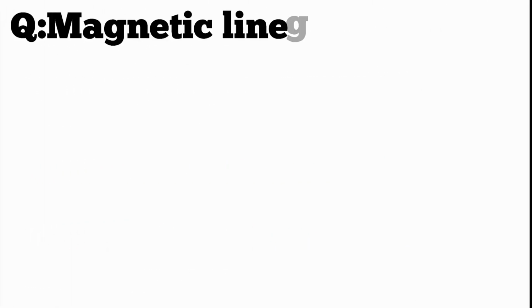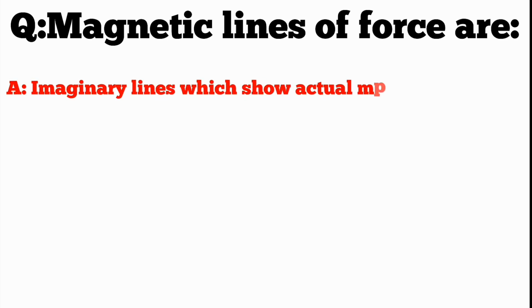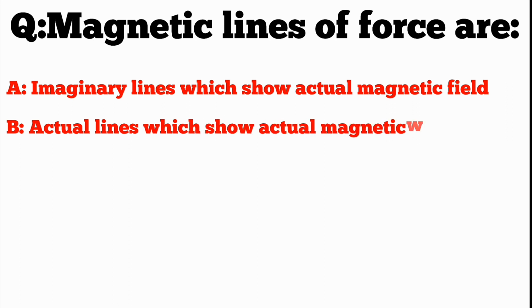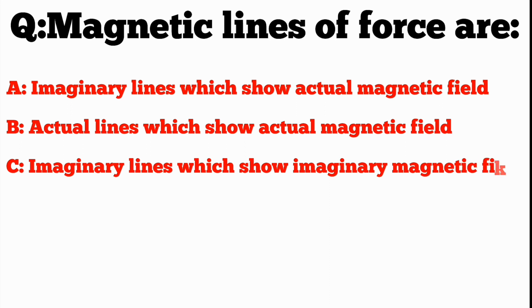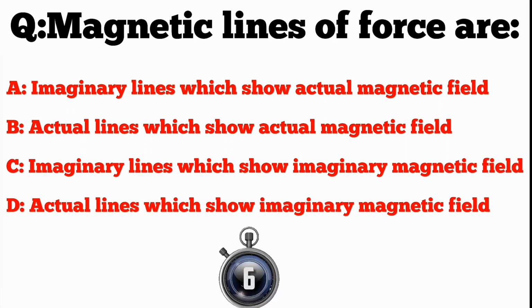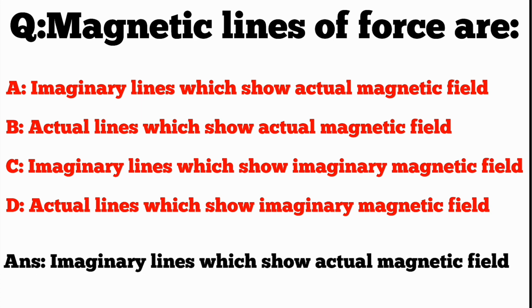Q. Magnetic lines of force are A. Imaginary lines which show actual magnetic field. B. Actual lines which show actual magnetic field. C. Imaginary lines which show imaginary magnetic field. D. Actual lines which show imaginary magnetic field. Ans. Imaginary lines which show actual magnetic field.